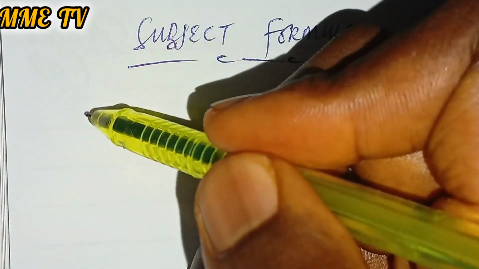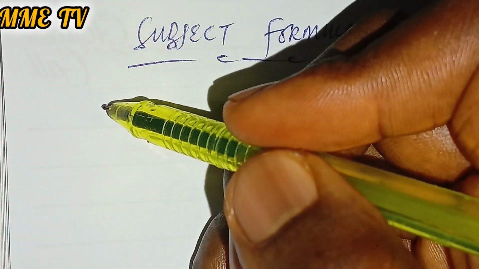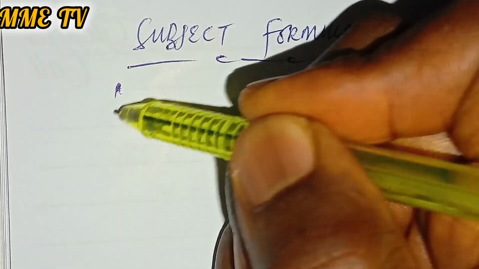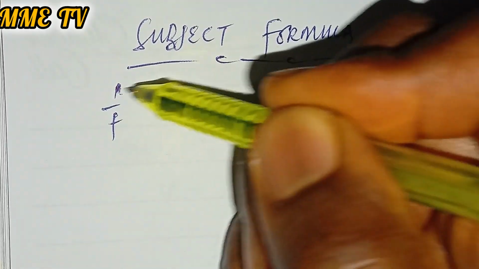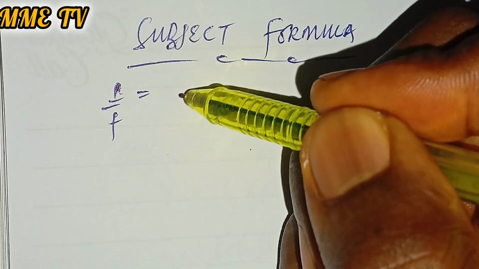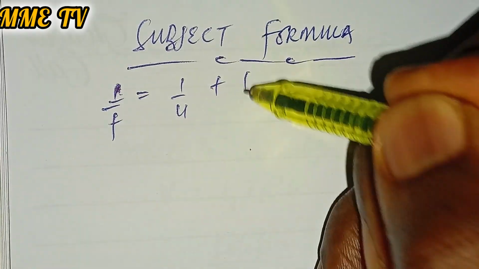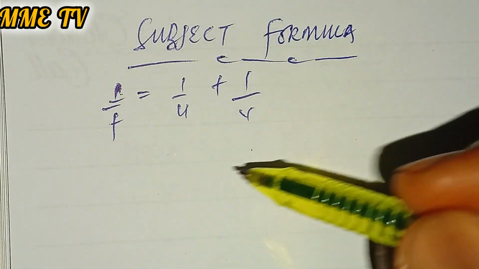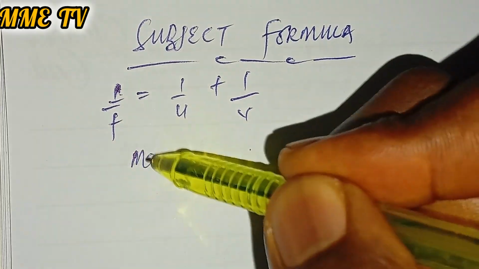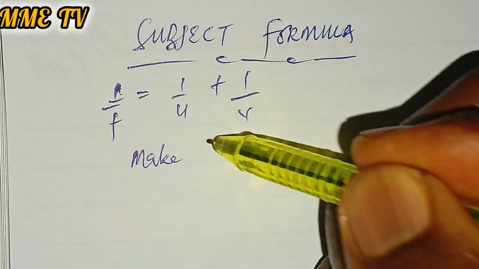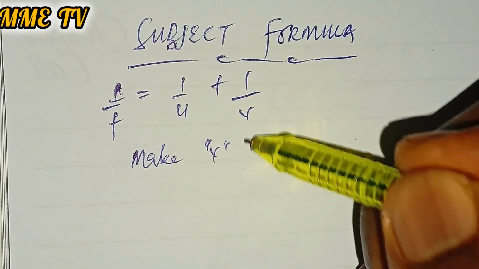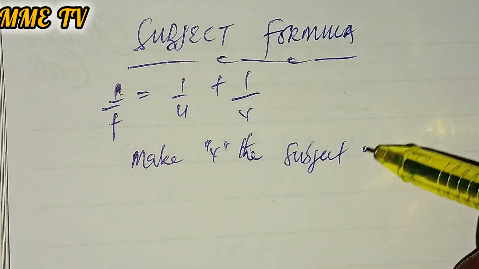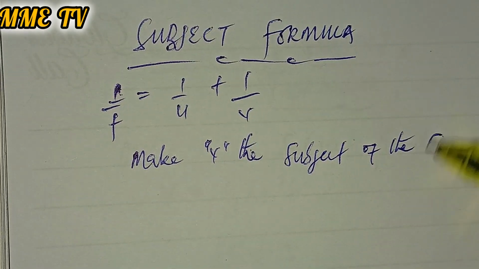So assuming that on this particular topic, you are given an equation, let's say 1 over f equal to 1 over u plus 1 over v, and you're asked to make v the subject of the formula.